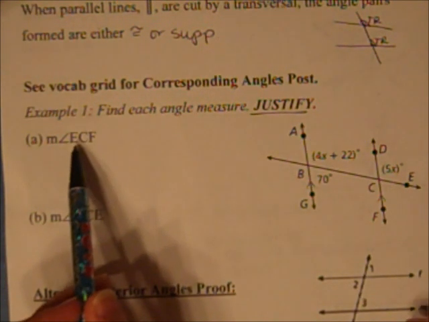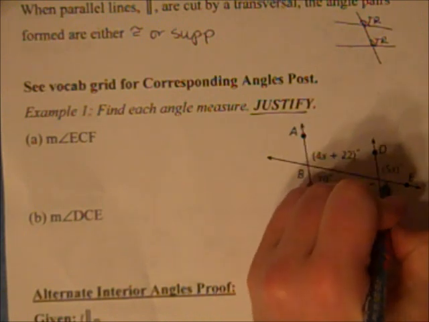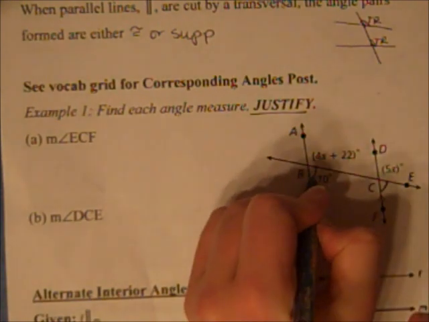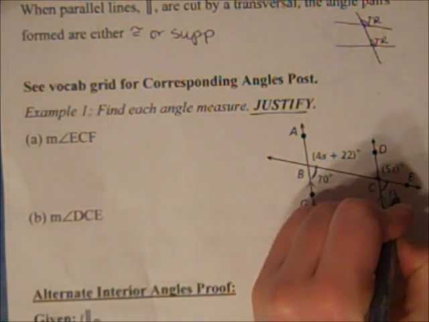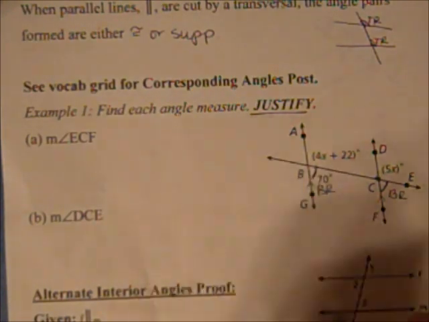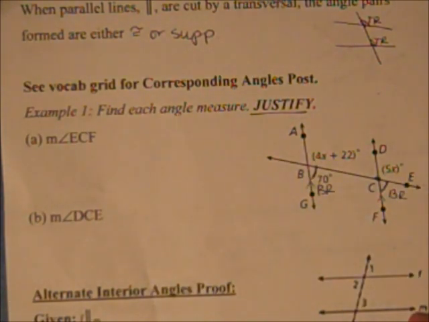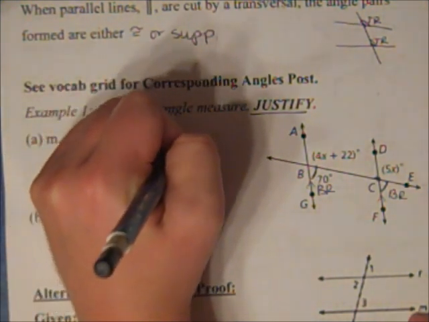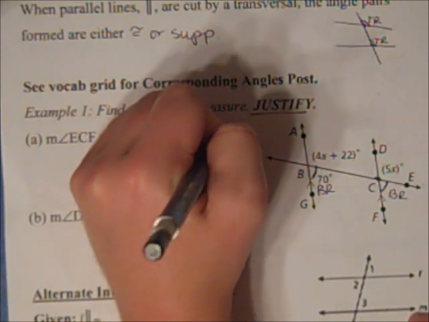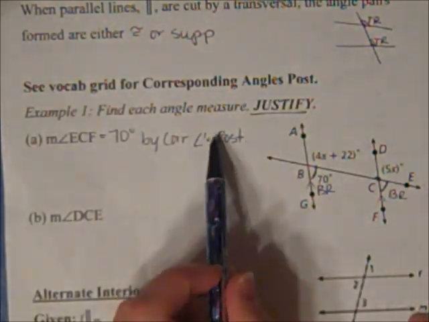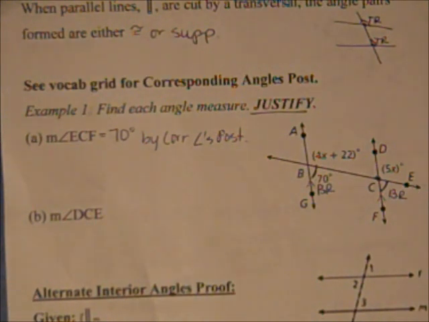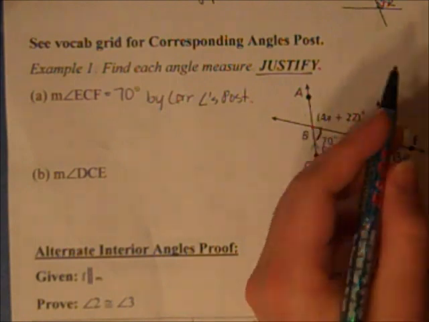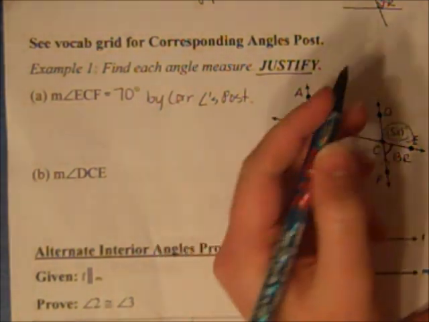Okay, so find the measure of ECF. So we're looking for this one right here. If we look across, we can see that this one is in the bottom right, and so is the 70 degree angle. So we don't even have to do any math in this one. We can see ECF is 70 degrees by the corresponding angles postulate. And that's what I mean by justify, that postulate right there. Easy enough?